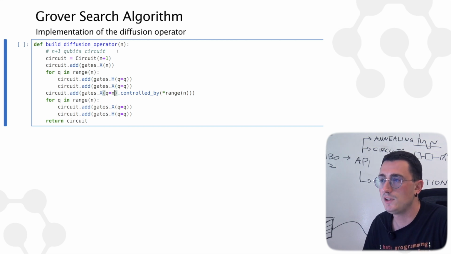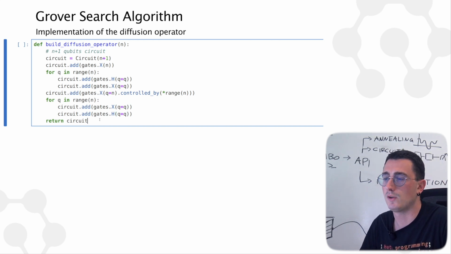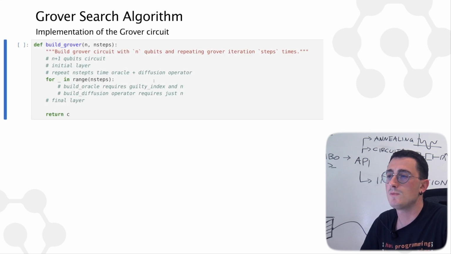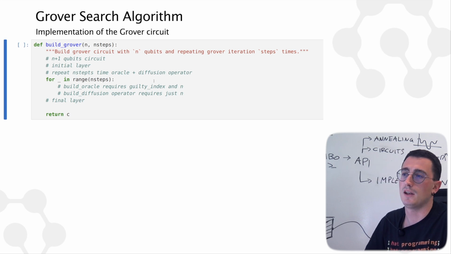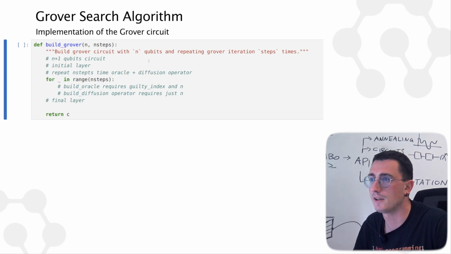Then we apply a multi-controlled NOT gate to the ancilla, controlled by the qubits of the input register. And finally, what we can do is to reapply the NOT gate and the Hadamard gates to the input register. Finally, we return the circuit. So let me execute the cell. Perfect. So let me now put all the pieces together into the build Grover function, in which basically we are going to put together the initial layer, the oracle plus diffusion operator, and finally the final layer.